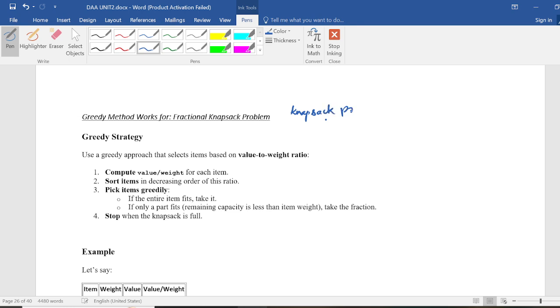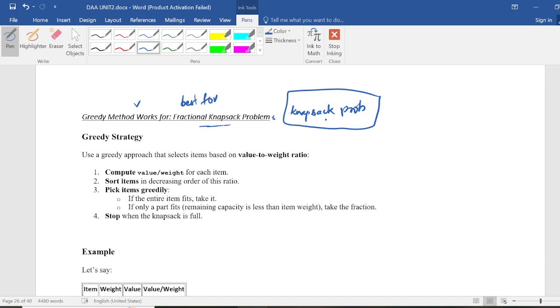Knapsack problem. First, initially we'll look into the 0-1 knapsack problem, and then we will discuss why the greedy method works best for fractional knapsack problems. So, as we have already discussed, we'll look into the 0-1 knapsack problem and then deal with the greedy method as the best option for the fractional knapsack problem.